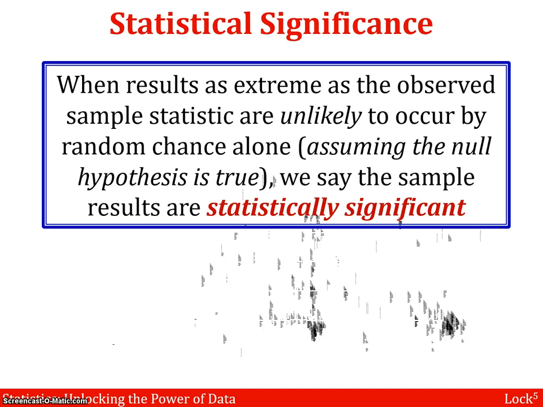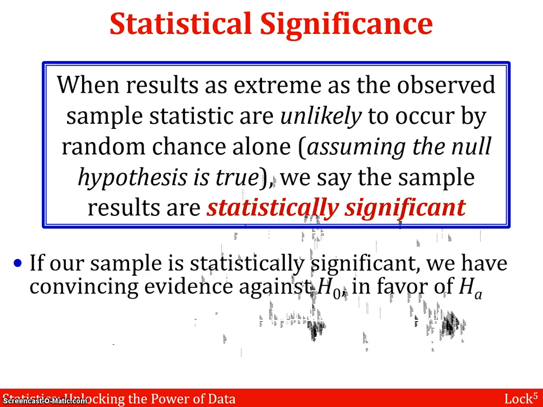So this brings us to the idea of statistical significance, which is probably something you've heard discussed before, but may not know exactly what it means. When results as extreme as the observed sample statistic are unlikely to occur by random chance alone, assuming the null hypothesis is true, then we say that the results are statistically significant. If our sample is statistically significant, we have convincing evidence against the null hypothesis and in favor of the alternative.